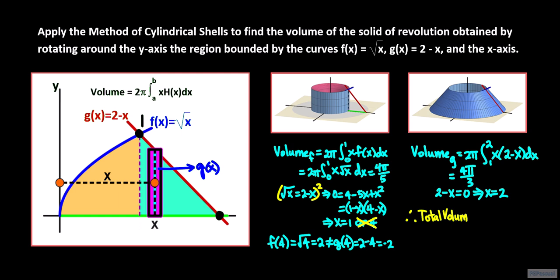Therefore, the total volume of the solid of revolution is 4 pi over 5 plus 4 pi over 3, and this is equal to 32 pi over 15.